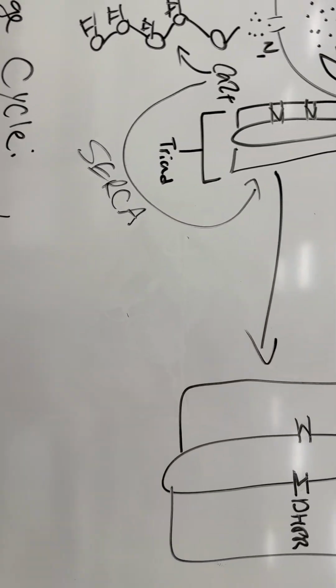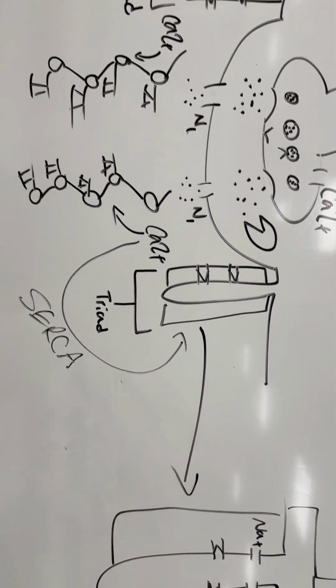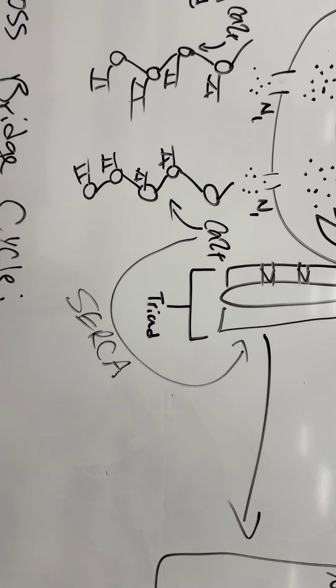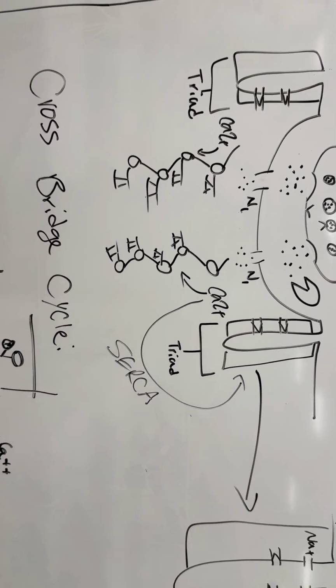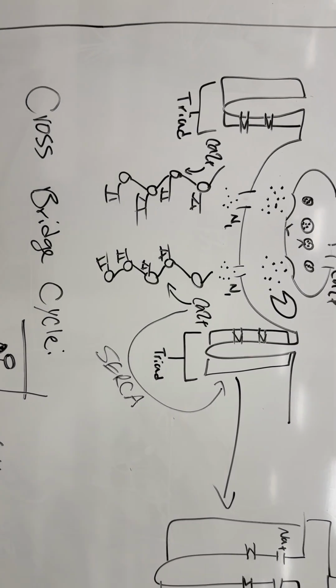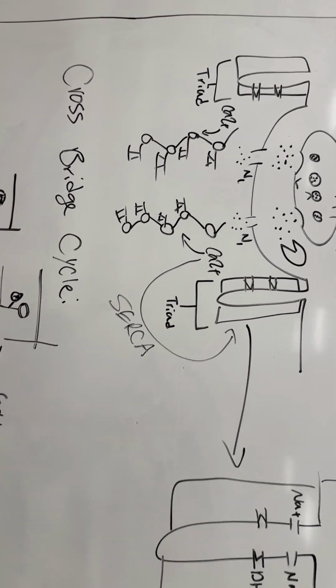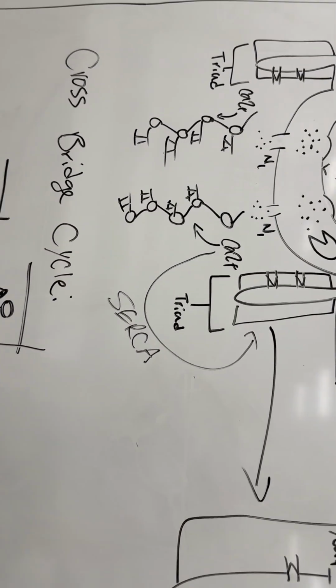The reason that contraction is faster than relaxation is because it takes less time for that calcium to diffuse onto the sarcomere than it takes for the SERCA pump to pump the calcium back into the sarcoplasmic reticulum. So in other words, diffusion is faster than primary active transport.